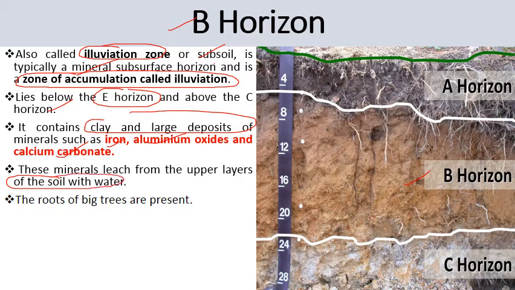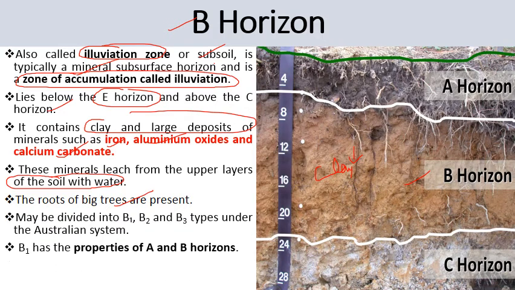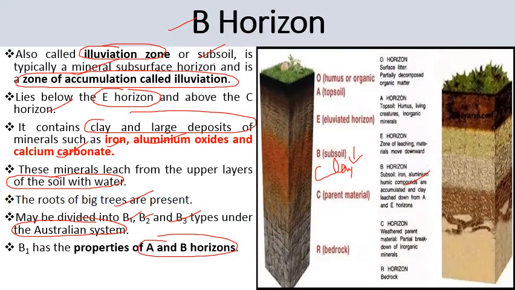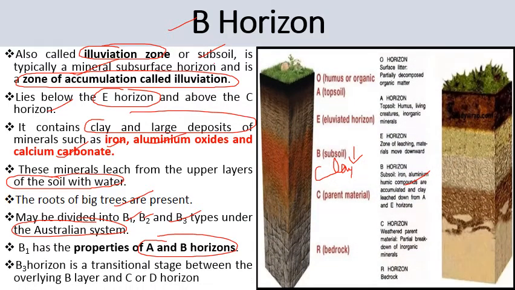These minerals leach from the upper layers of the soil with water. So with water they leach downwards and they are accumulated in this layer because it contains clay. And the clay particle size is smaller and their water holding capacity is good. The root of big trees are present in this layer, in this horizon, and this may be divided into B1, B2, B3 types under Australian system. And B1 has properties of A and B horizons. And B3 horizon is a transitional stage between overlying B and C or D horizon. So B3 is a transitional stage between B and C horizons.